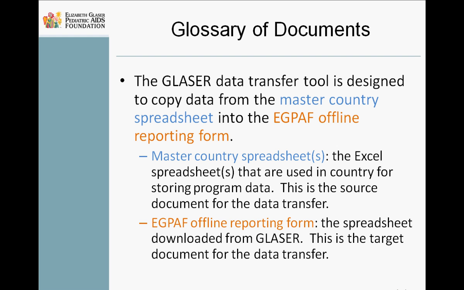Also, the EggPath offline reporting form is simply the spreadsheet that you download from GLASER each quarter. This is the target document for the data transfer.